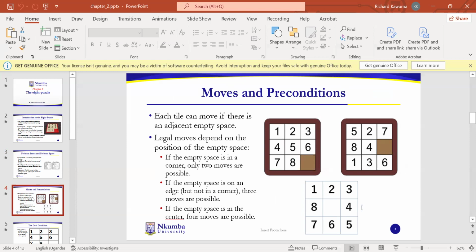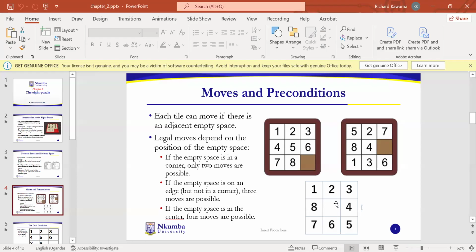So each tile can move if there is an adjacent empty space. As you can see, the first one, we have an empty space. So it means this tile can move, this tile can move. When you come to this, the same thing. When you come to this, the same thing.